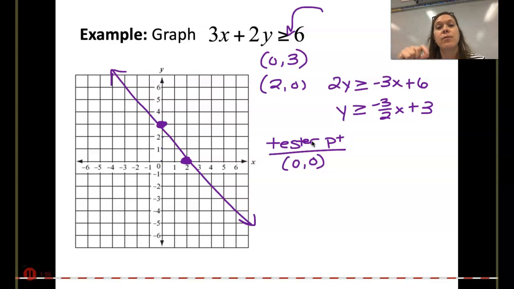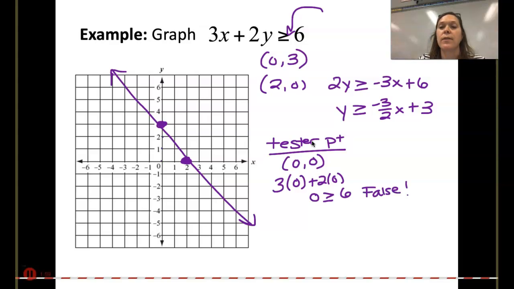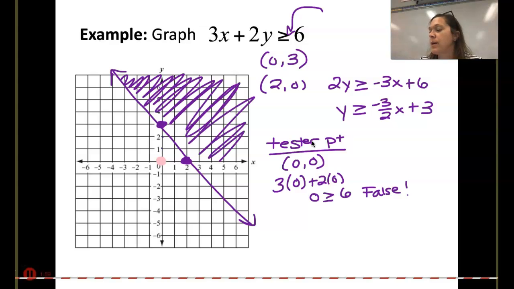If I plug in 0 for x and 0 for y, on the left-hand side 3 times 0 plus 2 times 0 would all just go to 0, and then we're left with the statement 0 is greater than or equal to 6. This is false. That's not true. 0 is not greater than or equal to 6. So that means the point 0, 0 is not a solution to this linear inequality, which means everything on the other side would be a solution to our linear inequality. So I'm going to shade everything above that line.